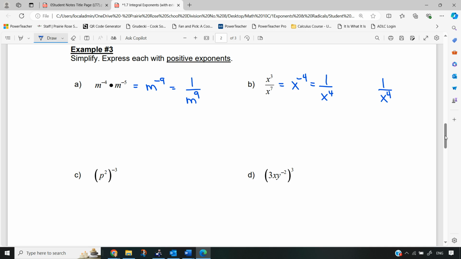P squared to the exponent negative 3, well, we're raising a power to a power, so we're going to multiply. That gives me p to the negative 6, and when I rewrite that as a positive exponent, I'm going to have 1 over p to the 6th.